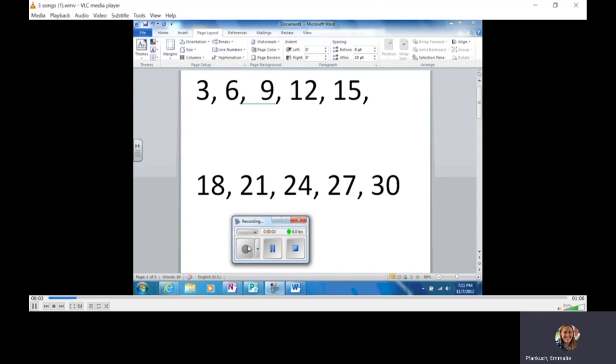Hi class, now we're ready to do our first multiplication song. It is the 3 song. You ready to go? Let's give it a try. Listen to me first and then we'll do it together. My cursor will point to what I'm singing. Here we go. 3, 6, 9, 12, 15, 18, 21, 24, 27, 30.